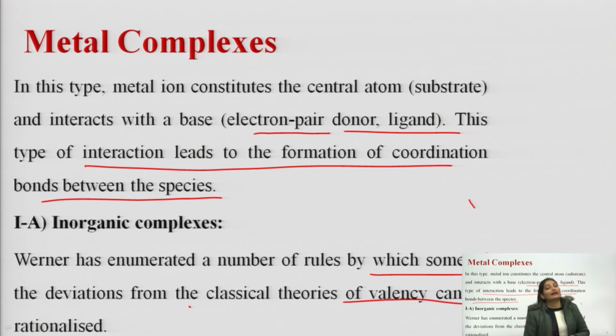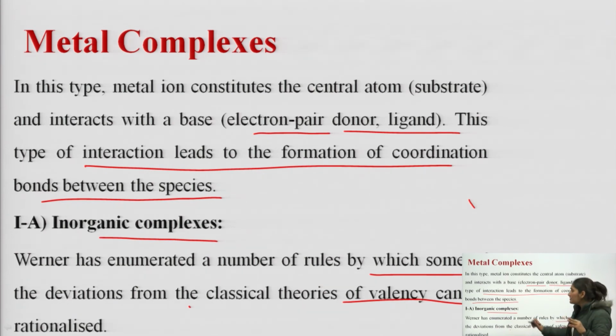These metal complexes are of four types. First is inorganic complexes. Second type of complex is chelates, third type of complex is olefin type, and fourth one is aromatic type. First is inorganic complexes. So, to understand the concept of inorganic complexes, firstly we should be aware about the Werner postulates.